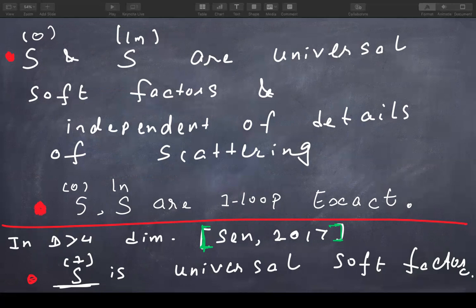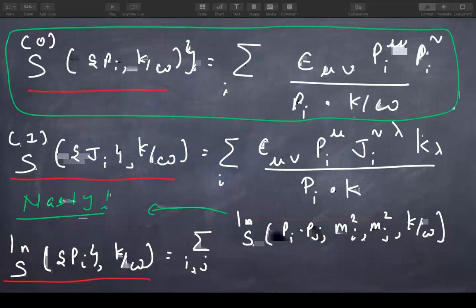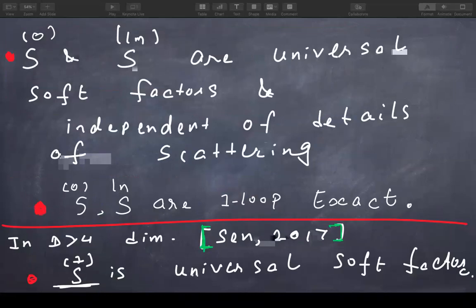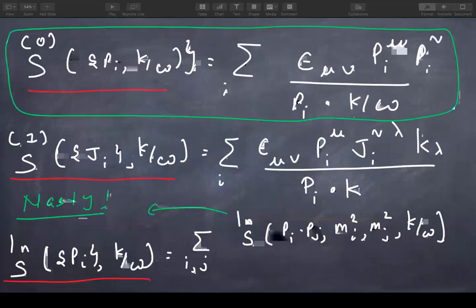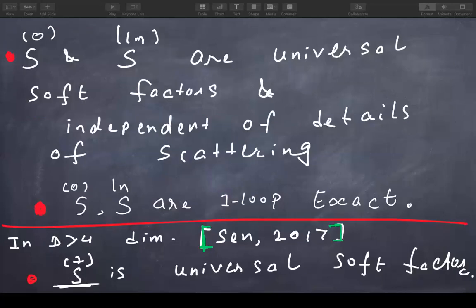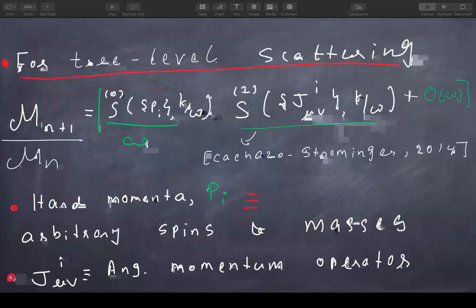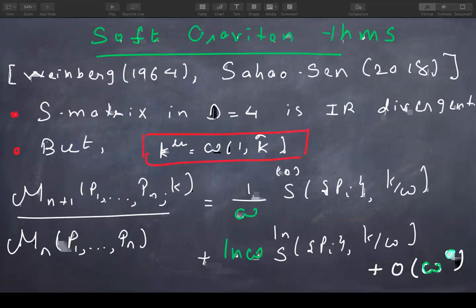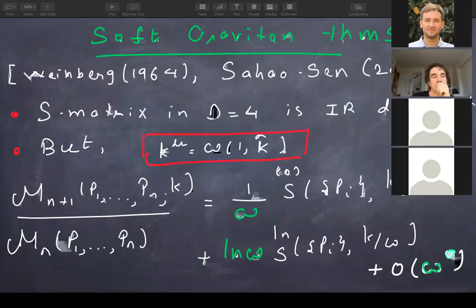Now here is one interesting thing about this S1, the subleading soft factor for tree level scattering. If you're in D greater than 4 dimensions, then as was shown by Ashoke Sen in 2017, there is no log omega term. There is only the power series expansion, and S1 is the universal soft factor, the one that we exactly wrote down here. So in D greater than 4 dimensions, the statement of the soft theorem is precisely the one that is written here, and in D equal to 4 dimensions, it is this one. If there is any question about soft theorems, we can discuss it now.